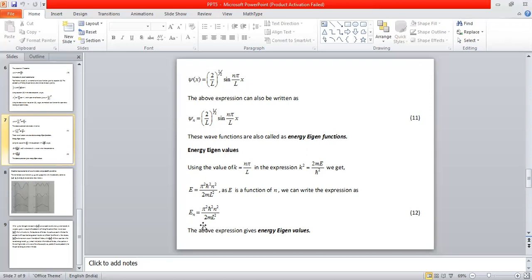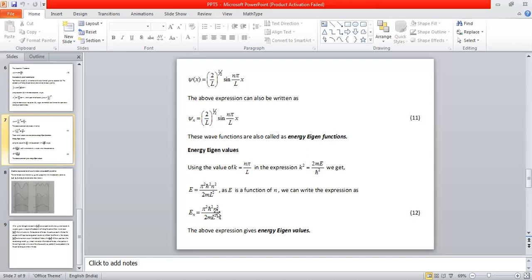Therefore, these energy values given by equation 12 actually give the energy eigenvalues of the particle inside the box. For example, if I substitute n is equal to 1 here, then I am going to get E1. E1 is the energy of the particle in the ground state, as I mentioned earlier, because n is equal to 1 corresponds to the ground state. If I substitute n is equal to 2 here, then I'm going to get the value E2, and E2 is nothing but the energy of the particle in the first excited state. The second state is called simply the second state, or it is also the first excited state.